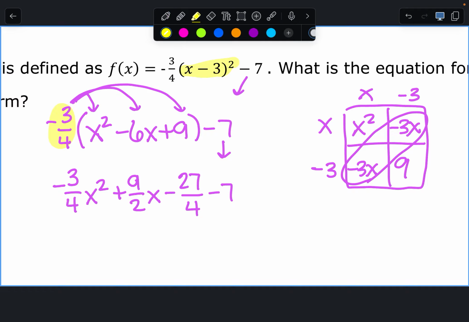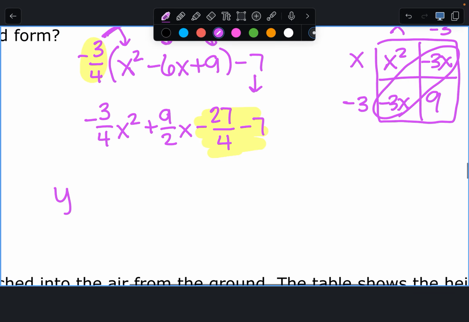Now, yes, you still combine -27 minus 7. Don't let the fractions intimidate you because that's why you have a calculator. You get y is equal to -3/4 x squared plus 9/2 x minus 55/4.